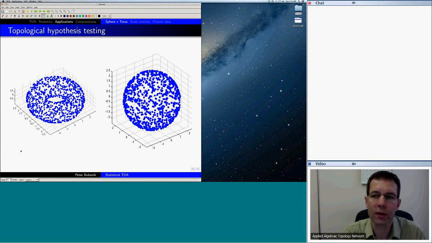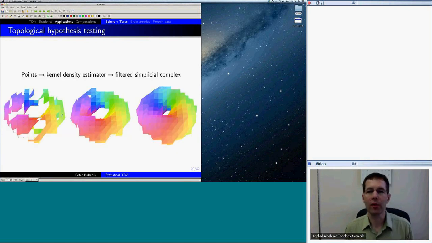Now, just to do something a little different, which is closer to what statisticians do, we first construct a kernel density estimator. Something simple, we put a little bump centered at each of our data points, and just take the sum of those functions. It's called the kernel density estimator. And then we use that function to filter a triangulation of our underlying space. This is what 3 steps of that look like for the points on the torus.